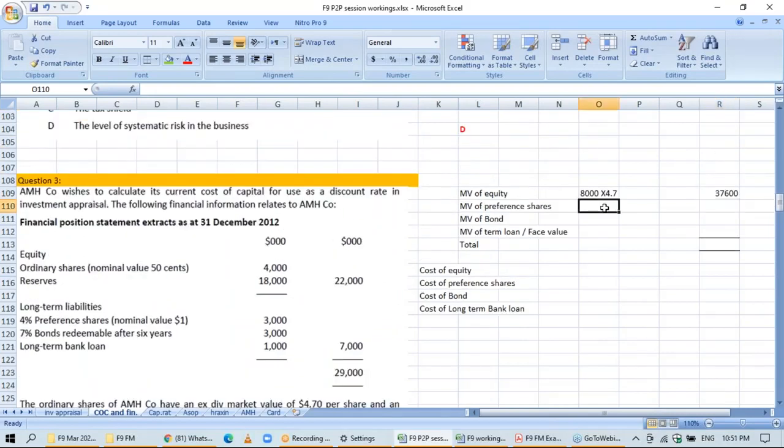The preference shares are of 3 million. So 3 million multiplied by 0.4. Then redeemable loan notes are 3 million, but one loan note is of 100, so we have to divide it by 100. So 3000 divided by 100 gives you the number of loan notes, and then multiplied by 104.5. This gives you the market value.